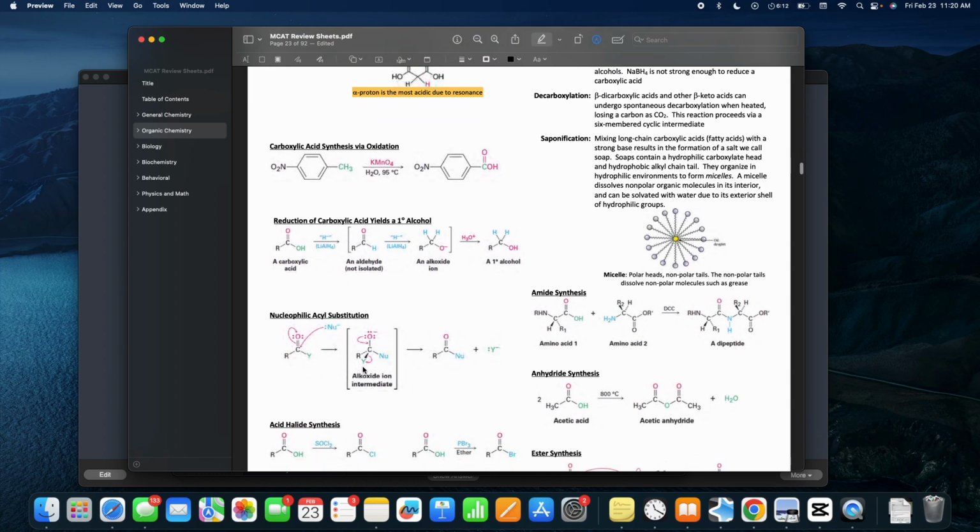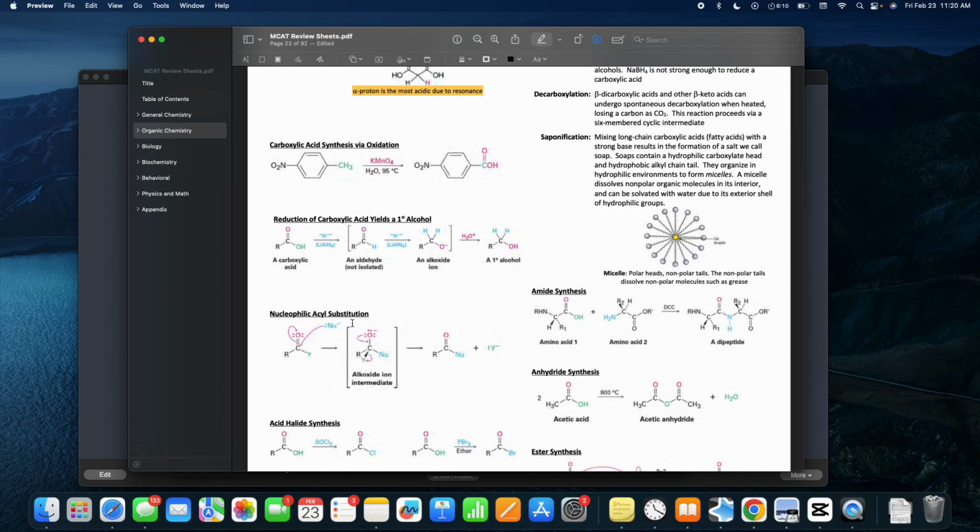We have nucleophilic acyl substitution. So a nucleophile attacks the carbon, and the double bond resonance goes on to the oxygen, alkoxide ion intermediate, and we have the new nucleophile, and we get the substitution, right? This is a substitution.